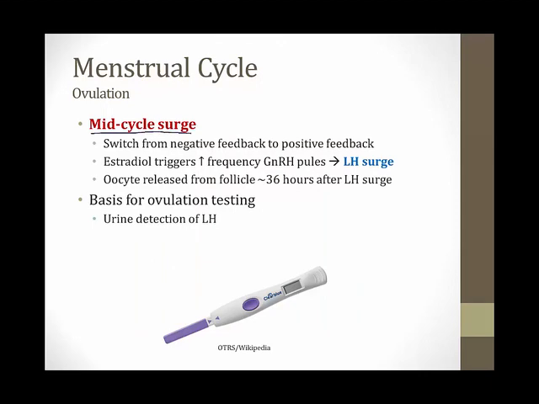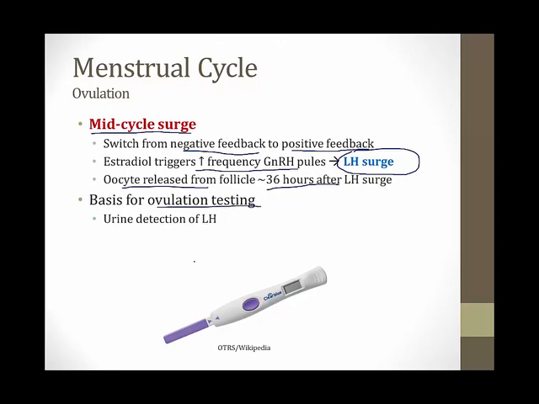When estrogen levels get high enough, there is a switch from negative feedback of estrogen to positive feedback. Estradiol will trigger an increased frequency of GnRH pulses, and this will lead to a surge in the level of LH coming from the pituitary gland. An oocyte will be released from the dominant follicle about 36 hours after the LH surge. And this mid-cycle surge is the basis for ovulation testing that women can use when they're trying to get pregnant.